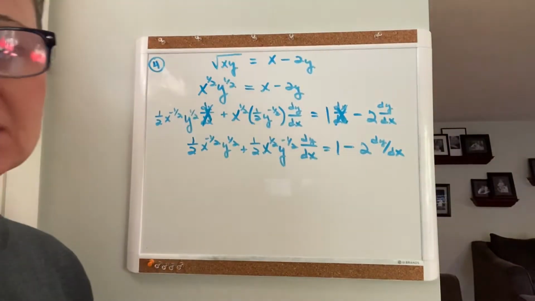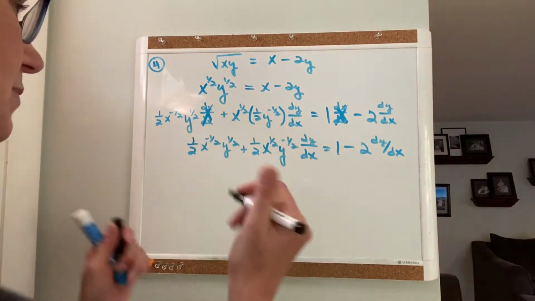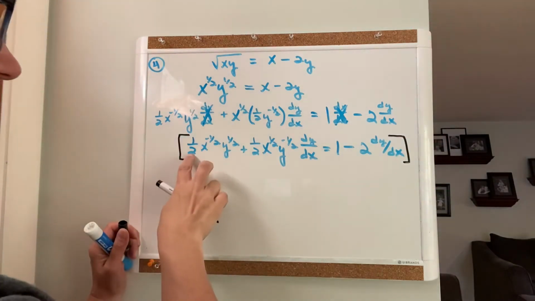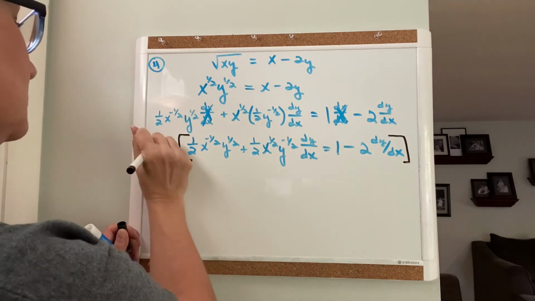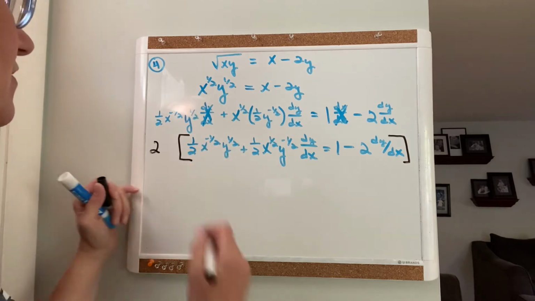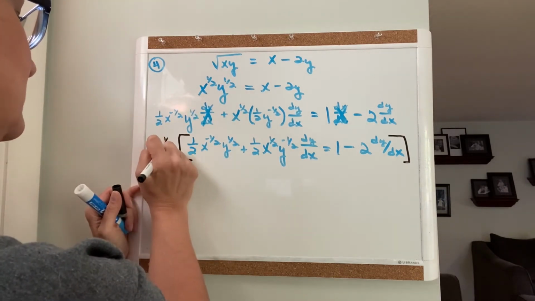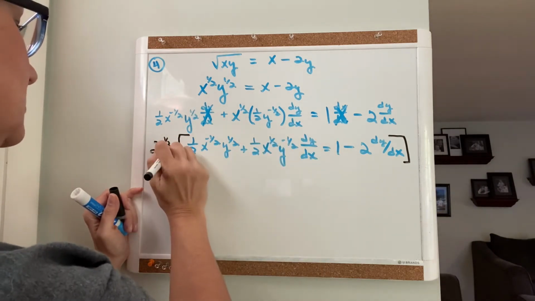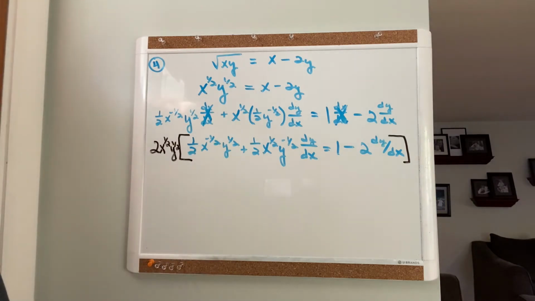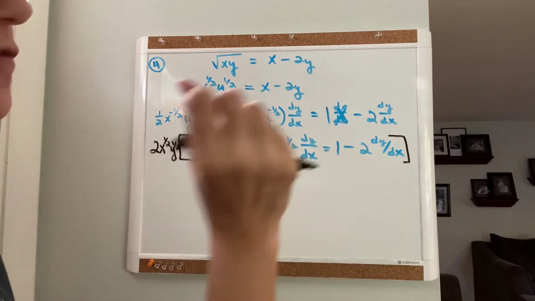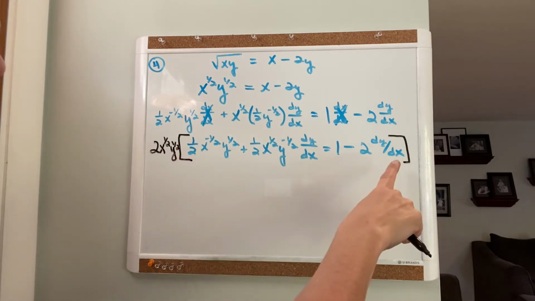So here is my suggestion. We're going to get rid of fractions and we're going to get rid of negative exponents. We are going to take the whole entire equation, and in order to get rid of the 1/2s, we can multiply everything by 2. Now, to get rid of x to the negative 1/2, I can multiply by x to the positive 1/2. And in order to get rid of y to the negative 1/2, I can multiply by y to the positive 1/2 power. We're actually going to take 2x to the 1/2 y to the 1/2 and distribute it to all 4 terms in this equation.